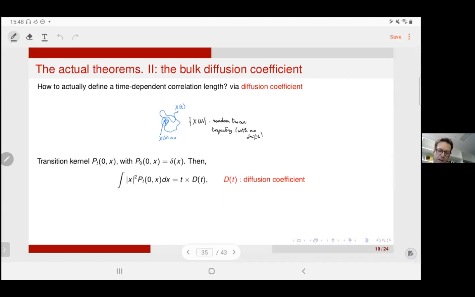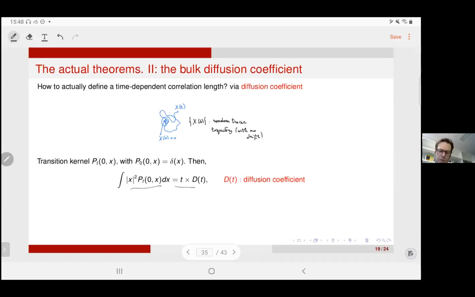you can just look at its mean square displacement at time t, and define it to be t times D of t. Of course, if it was just a Brownian motion, this thing would just be t, and in fact it would have normal diffusion, so D would be fixed to one.